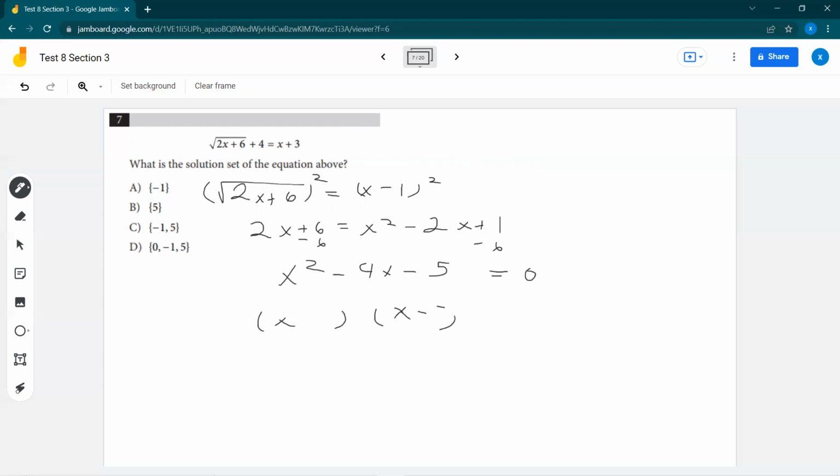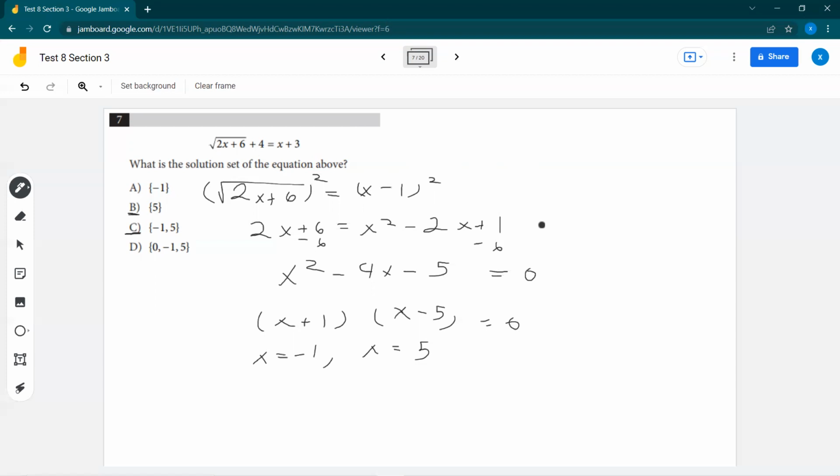X minus 5, x plus 1. So our solutions are x equals negative 1 and x equals 5. That's given to us by a number of solutions, B and C here. But first thing we have to do is see, do these solutions actually work? Because when you deal with a radical equation, they don't always work.